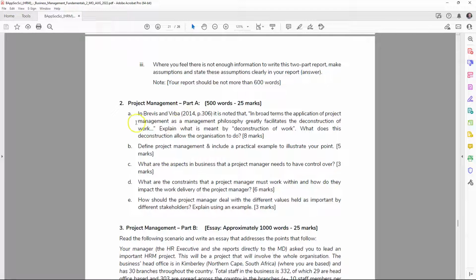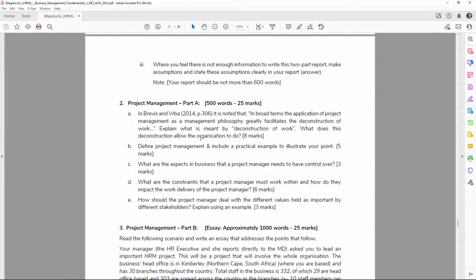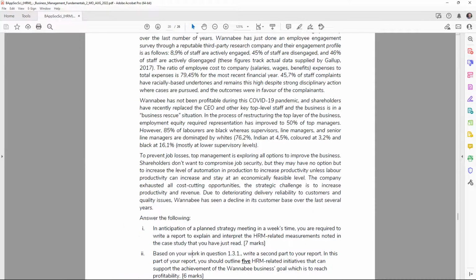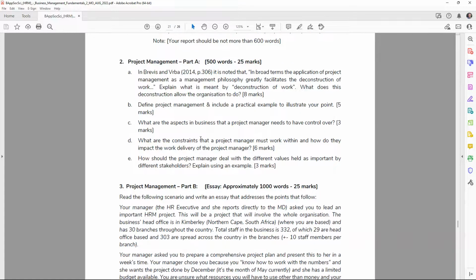The first part of project management, question 2, is 500 words for 25 marks. And then the third question, part B, is an essay, approximately 1,000 words. You've got a little bit more words there. So those are the 2 project management questions. And I will go through this very briefly with you.